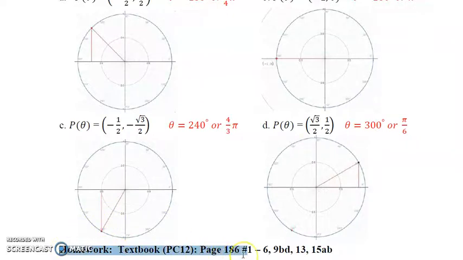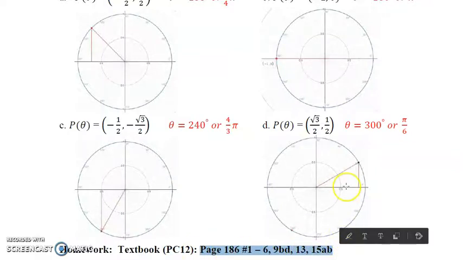So there's textbook questions there. And again, they come from the pre-cal 12 textbook, which is online. And that's page 186, 126, 9BD, 13, 4, 15 A and B.